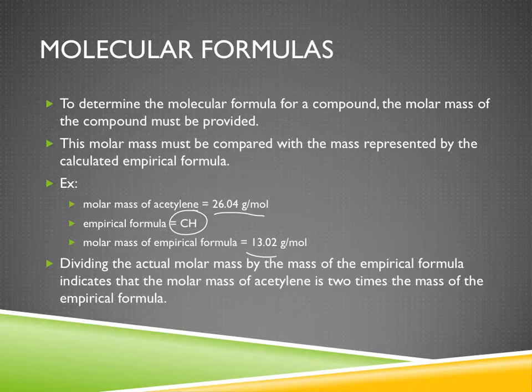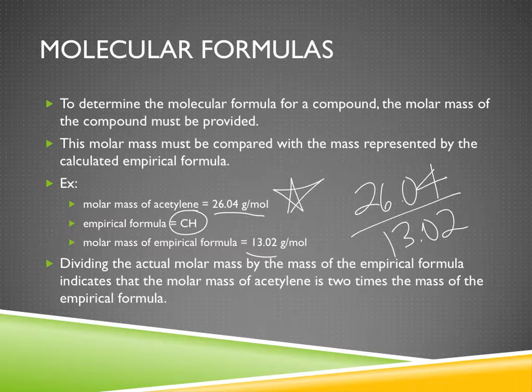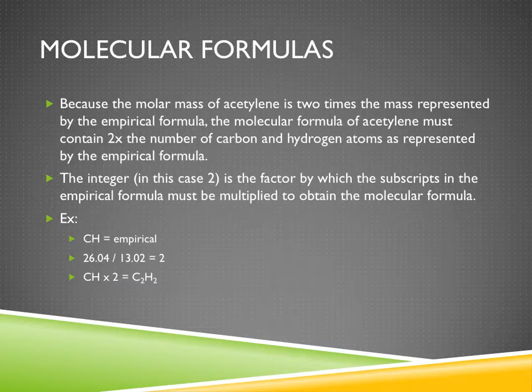So the next step says that dividing the actual molar mass, so 26.04, by the mass of the empirical formula, 13.02, indicates that the molar mass of acetylene is 2 times the mass of the empirical formula. So 26.04 divided by 13.02 equals 2. So what does that mean?